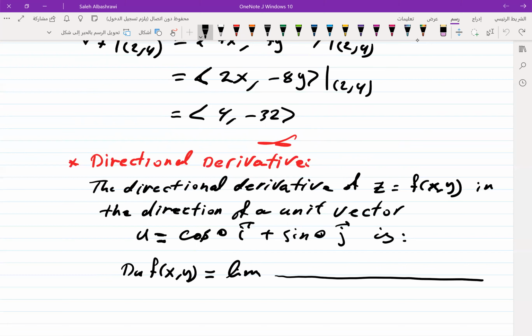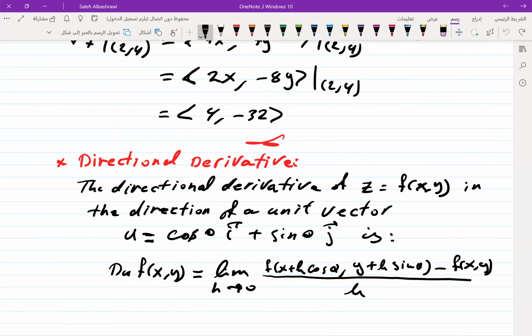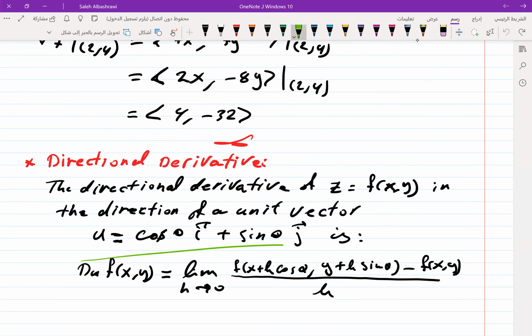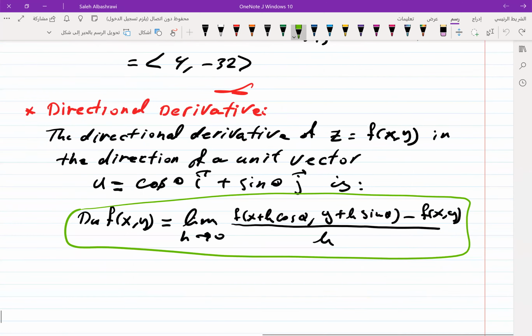derivative. So it's given by the limit of f of x plus h multiplied by cosine theta, y plus h sine theta, minus f of x, y, divided by h, where h goes to 0. So this is the directional derivative given by this formula, provided that the limit exists.